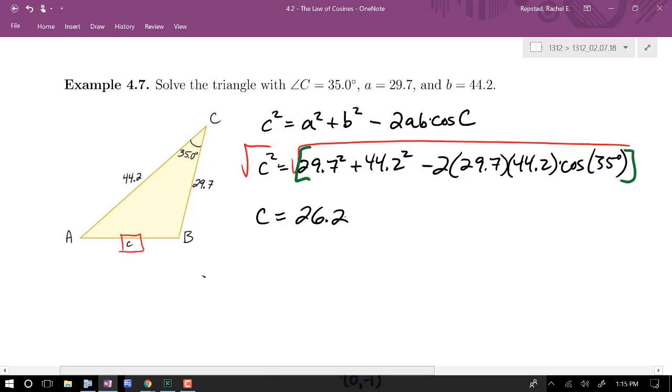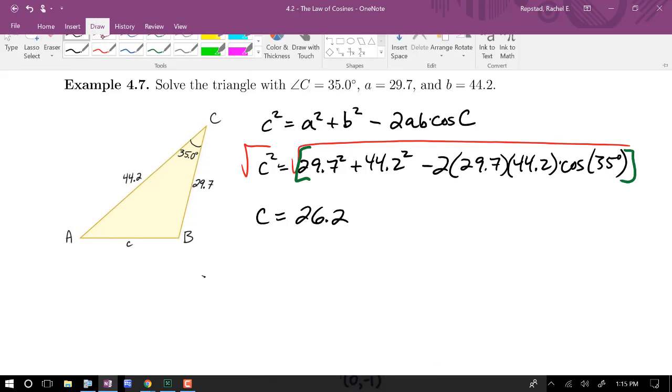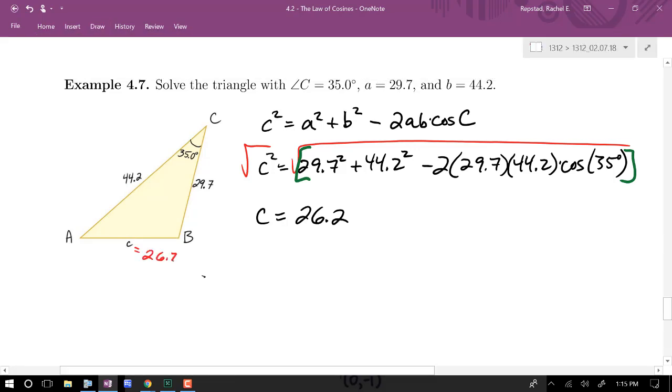So we know side c is 26.2. We have two things left to find: angle A and angle B. For one of these angles, we need to use law of cosines to solve. Well, technically, because we have an angle and the side opposite, we could use law of sines. I don't recommend it in this situation because the angle they gave us is acute. That means that one of the remaining angles could be obtuse. So if you really want to use law of sines, make sure that you use it to find an acute angle.